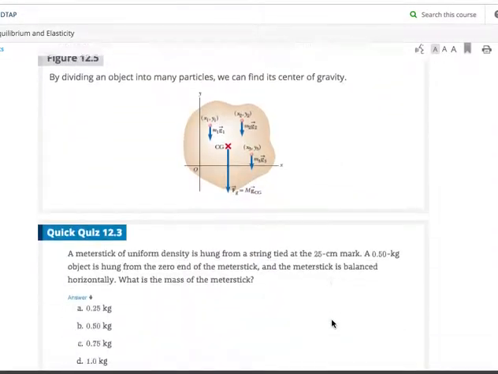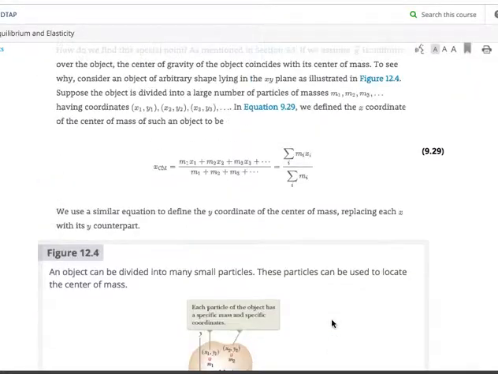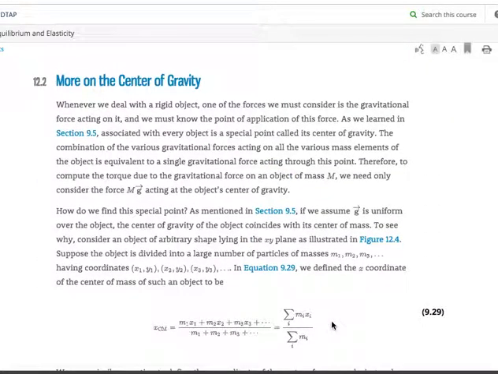Center of gravity, same thing as center of mass, basically.